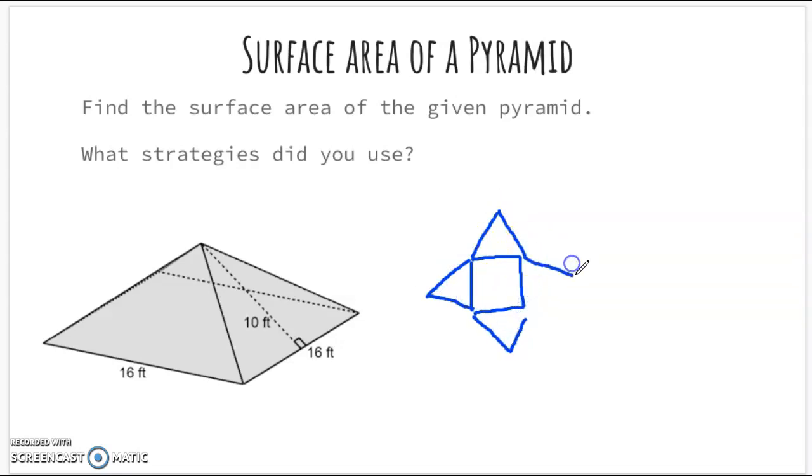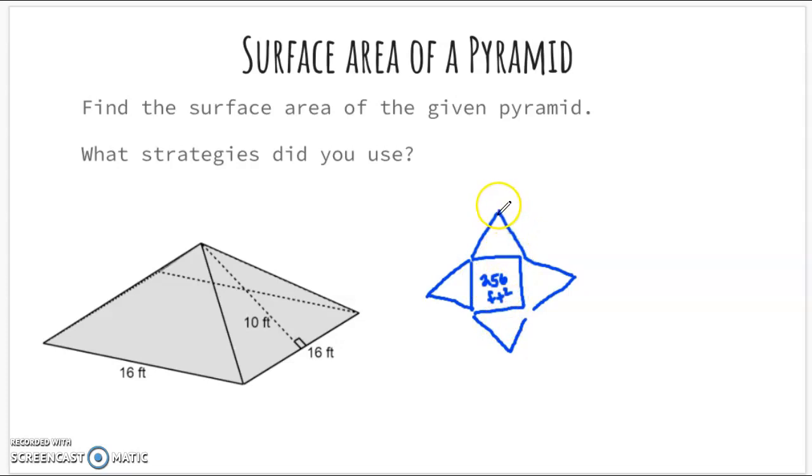If I sort of flatten out my pyramid, right? And you can grab your calculator, right? We know in order to find the area of a square, you just multiply base times height. So 16 times 16 gives me 256 feet squared, or square feet, for that base.